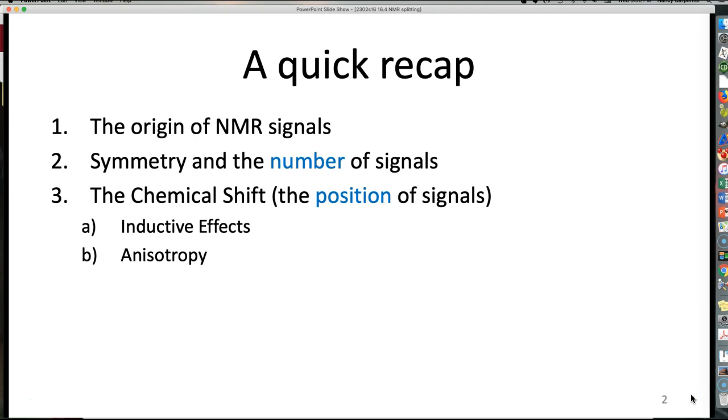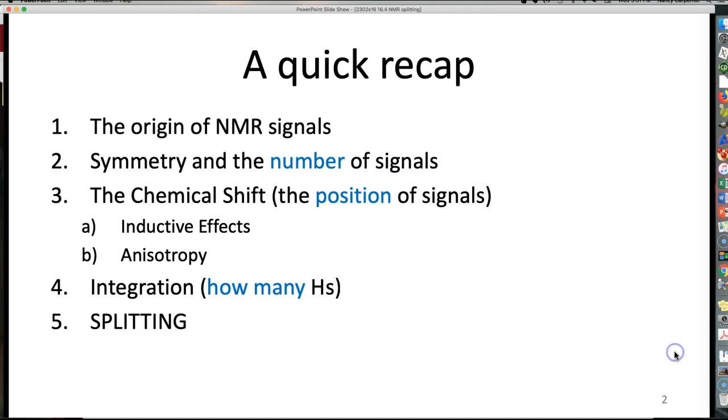That position where the signals show up is called the chemical shift and is recorded in parts per million. And the chemical shift is determined by basically electronegativity, that's the inductive effects, and by anisotropy. Integration tells us how many hydrogens are associated with each signal, and I should note that integration only applies to proton NMR spectroscopy. It doesn't apply to other nuclei.